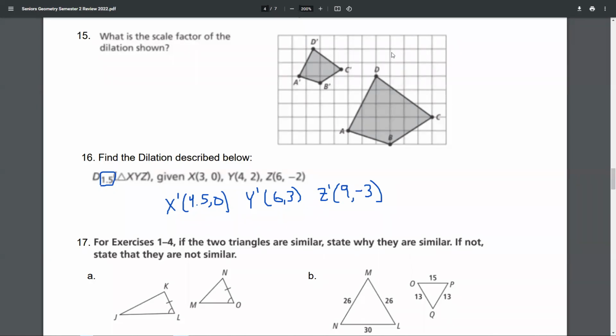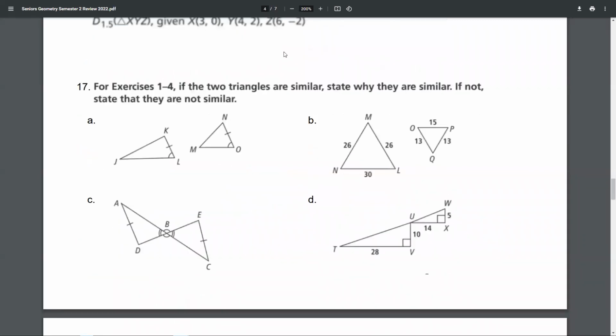All right, number 17. We have 3 ways to show that triangles are similar. Angle-angle similarity. We have side-angle-side similarity. And we have side-side-side similarity.